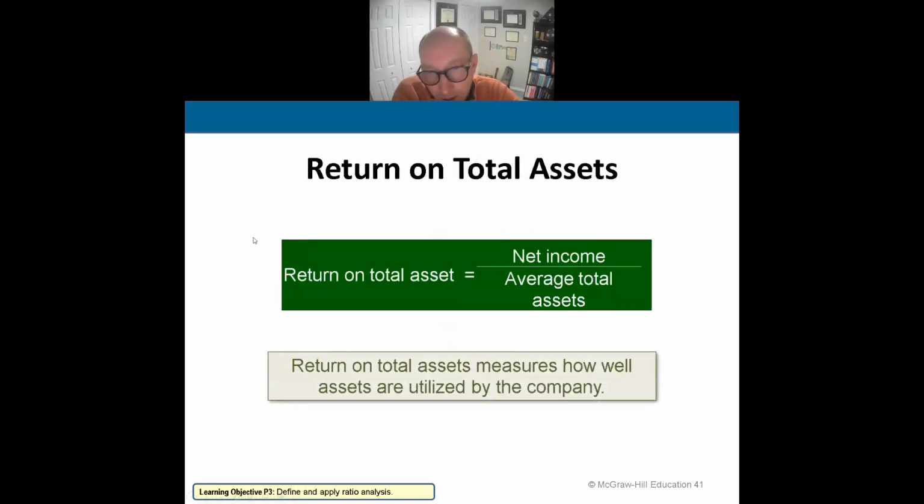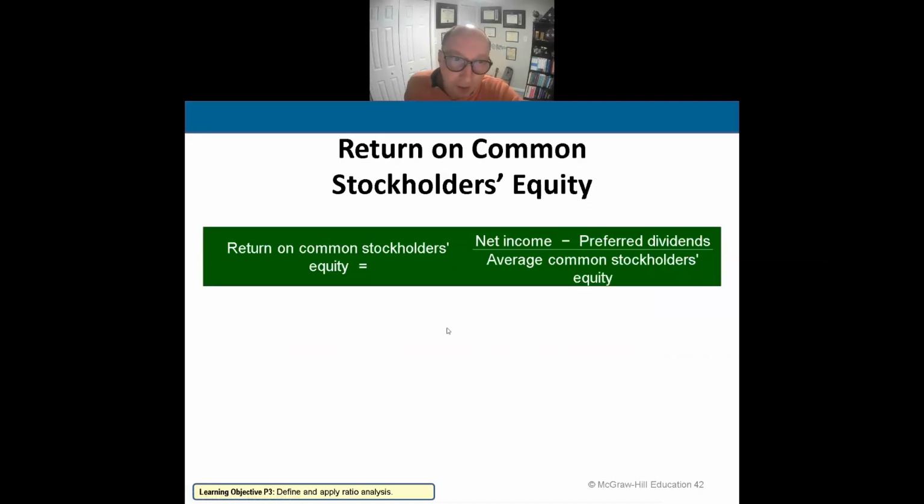Return on total assets. We take net income divided by average total assets. Net income is found on the income statement. Average total assets, we take beginning balance plus ending balance, total assets divided by 2. That shows us how well we're using the assets.